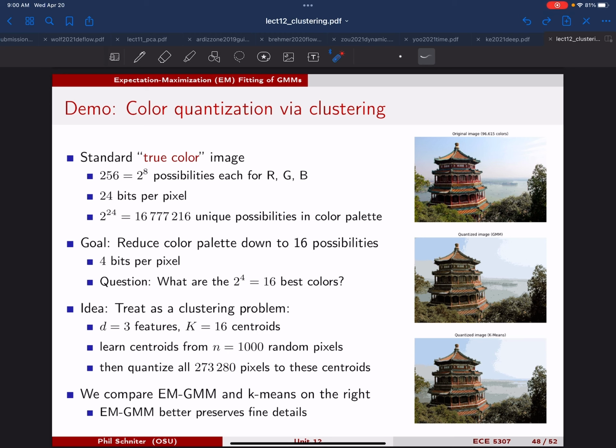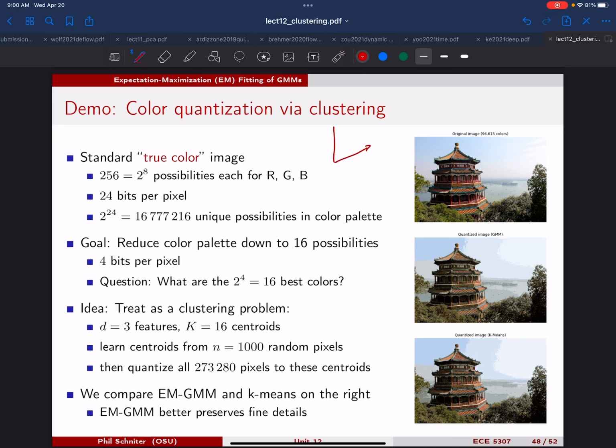What if we don't want to use 24 bits per pixel, but we just want to use 4 bits per pixel? That would be like 2 to the 4 is 16 colors. So instead of using 16 million or 17 million, I want to use 16. Okay, so what I have to do now is I have to figure out what are those 16 best colors. That's the objective.